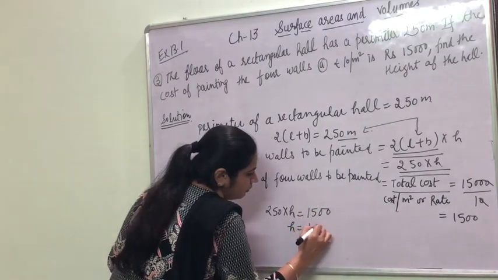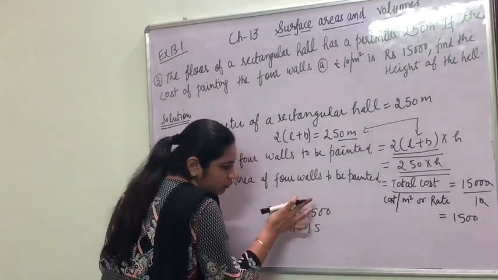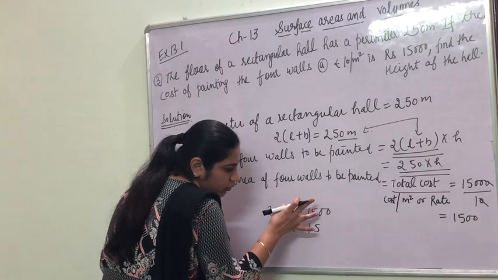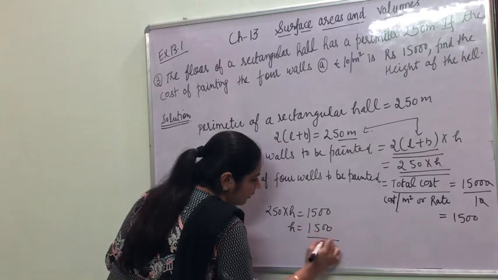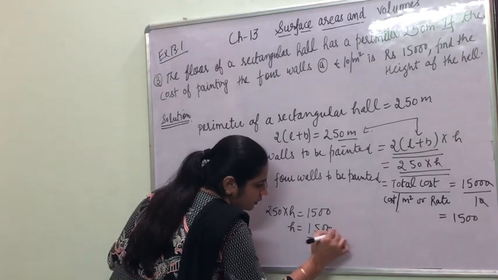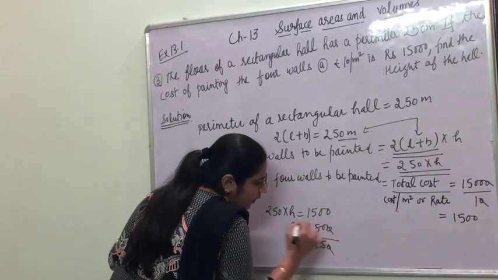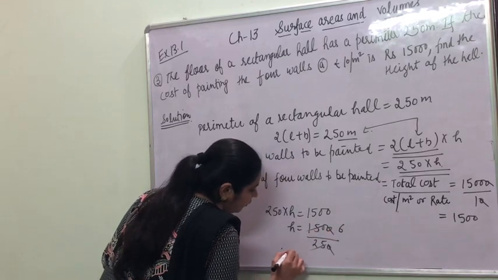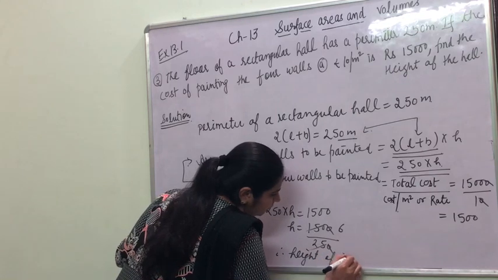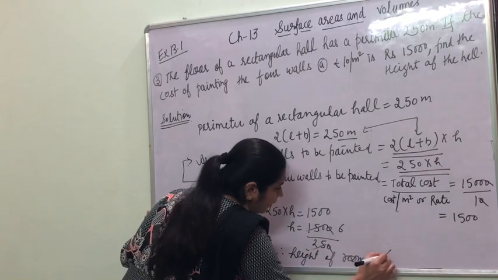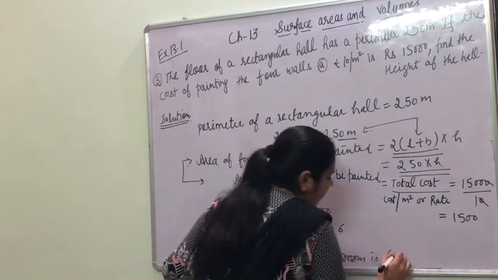H is equal to, when we equate both the equations, easily we can find the value of H. 1500 divided by 250, 0 and 0 will be cancelled. 25 6s are 150, therefore height of the room is 6 meter.